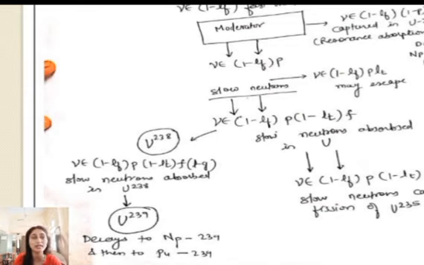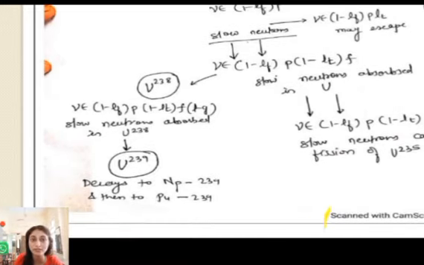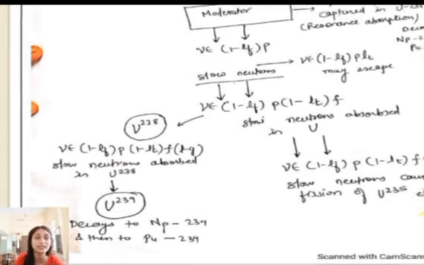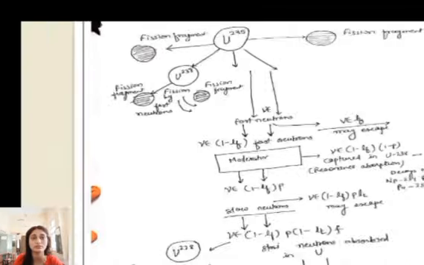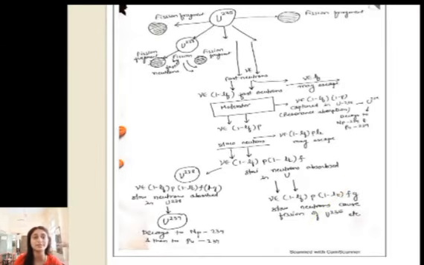Slow neutrons are left. Out of that, nu epsilon (1 minus LF) p (1 minus LT) f into (1 minus g) slow neutrons are absorbed in uranium 238 to form uranium 239, which decays to neptunium 239 and then to plutonium 239. And the slow neutrons which cause fission of uranium 235 will now be nu epsilon (1 minus LF) p (1 minus LT) f into g. So this is how you can summarize the different steps which I have already discussed for the neutron cycle inside a nuclear reactor.